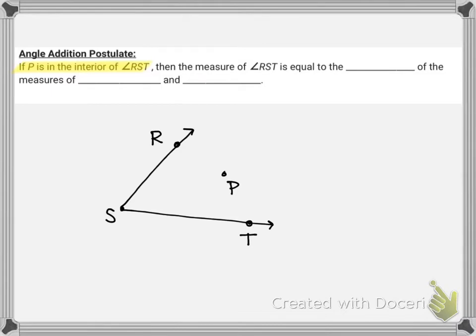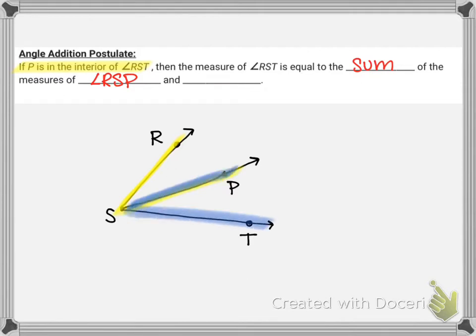Then the measure of angle RST. So what we're going to do is create a ray that goes through point P. And now we just created two angles that make up RST. So the measure of RST equals the sum of the measures of these two angles here. We have angle RSP, and we've got this other one, angle PST.